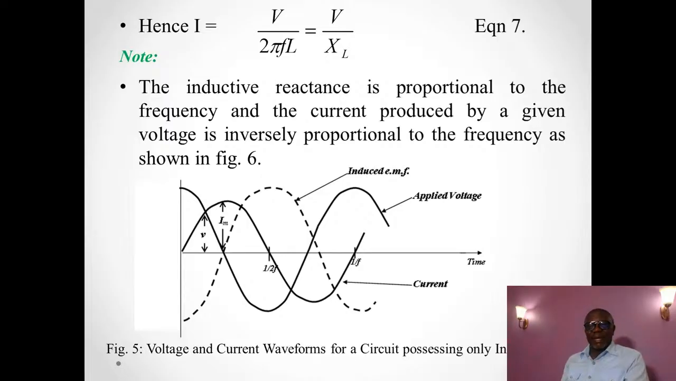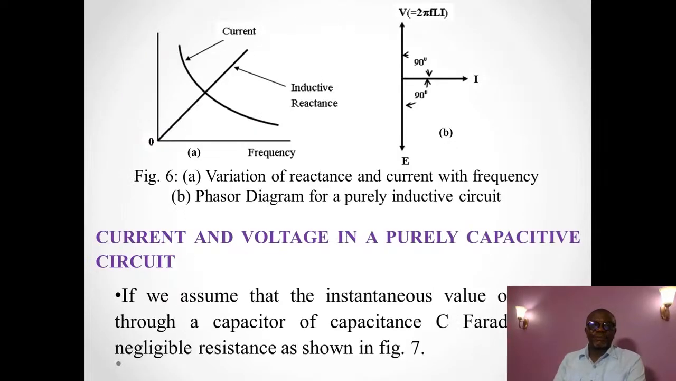And the induced EMF is out of phase with the applied voltage by, if you look at it, a quarter of the cycle. You can see where I max is, where it crosses the line. So it tallies with what we said, that it leads by a quarter of the cycle.